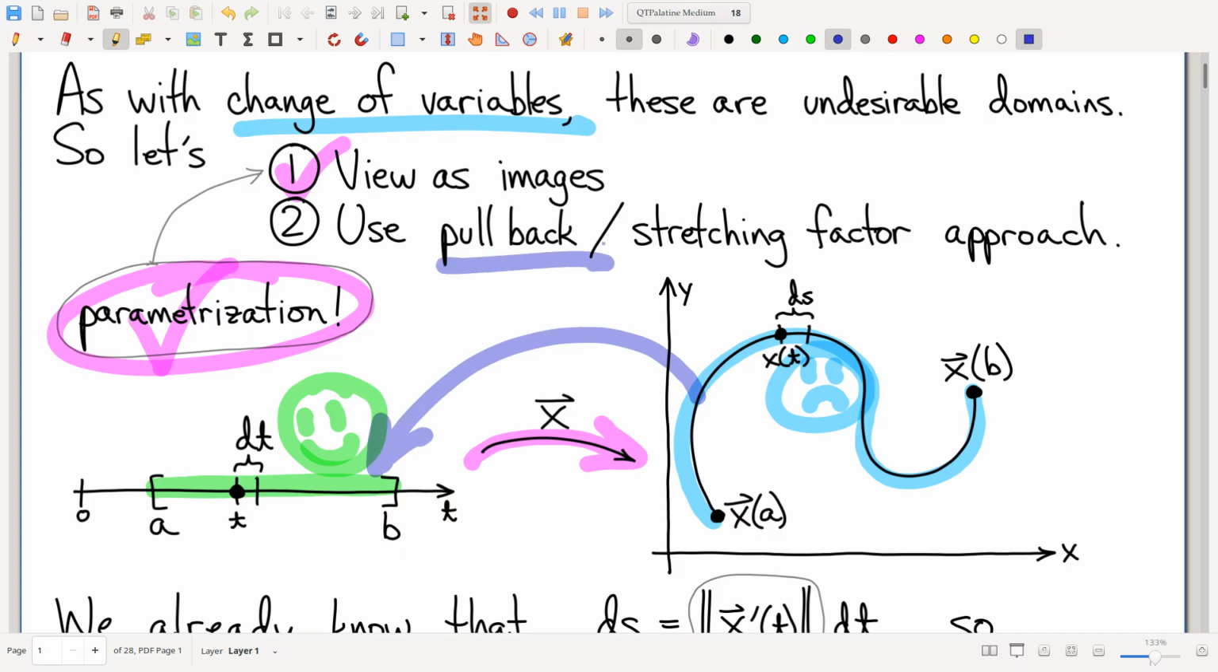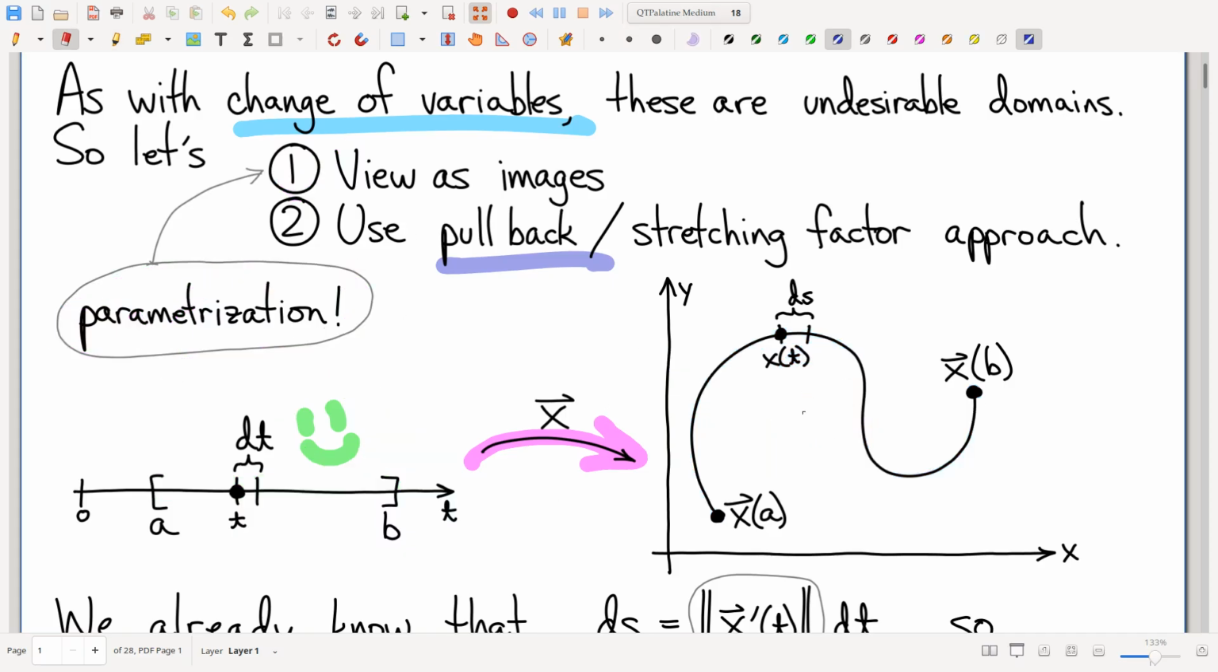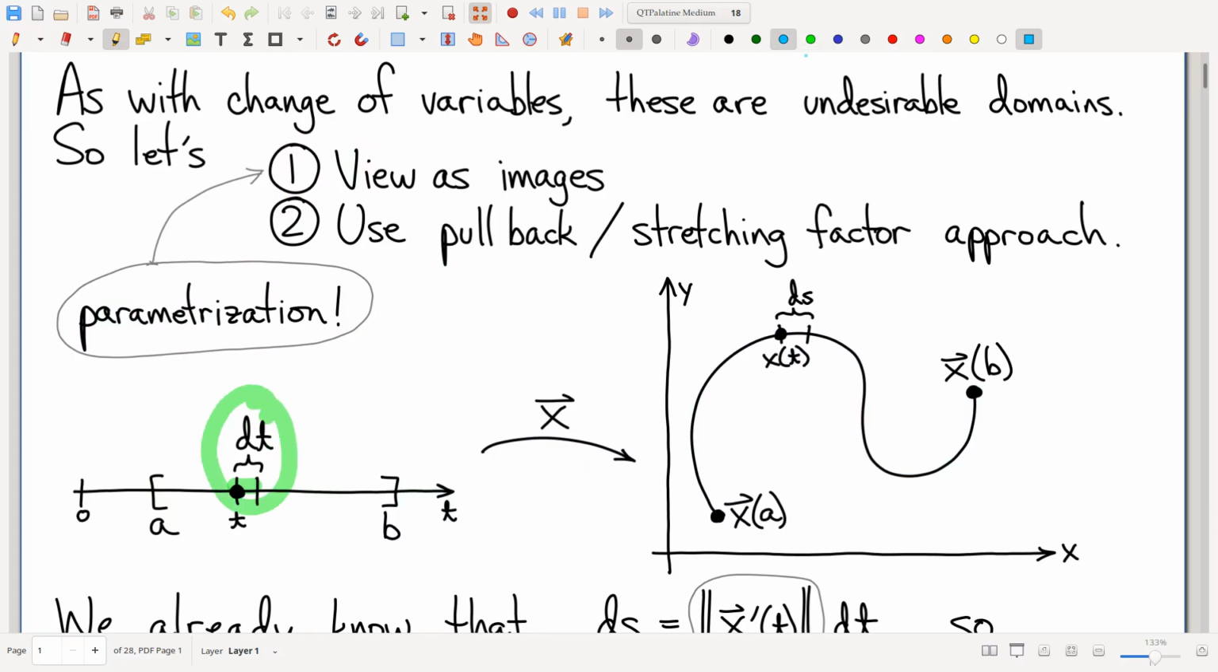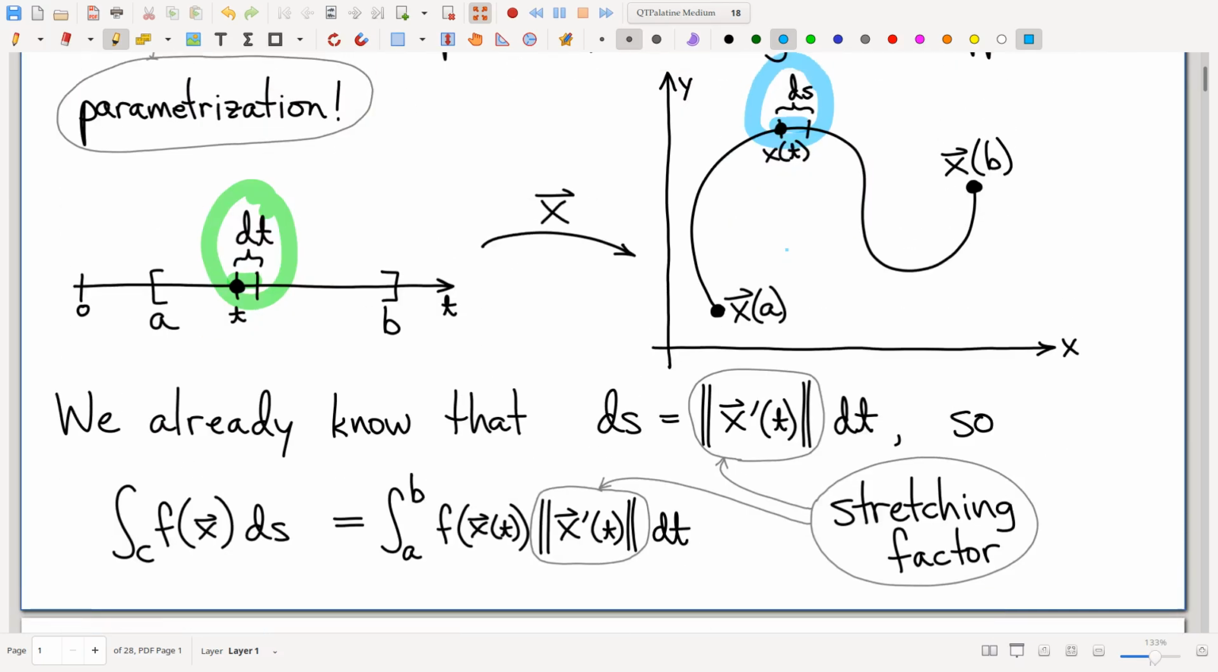All we have to do in order to do the pullback, aside from plugging in, right? Obvious substitution of this variable for a certain formula for certain variables. That's just plugging and chugging. We just need to figure out how to make sense of the stretching factor. In other words, if I'm looking at a little piece there of size dt, I need to be able to talk about a little piece here of size ds, and I need a relationship between ds and dt. And this is actually a pretty easy argument in this case.